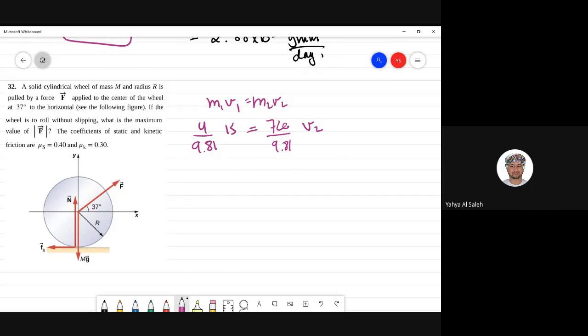Okay. And so if you do 4 times 15 divided by 9.81, actually 9.81 you can simply ignore in both areas. So you do 4 times 15 divided by 720, his velocity would be 0.083 meters per second in the opposite direction. Okay.